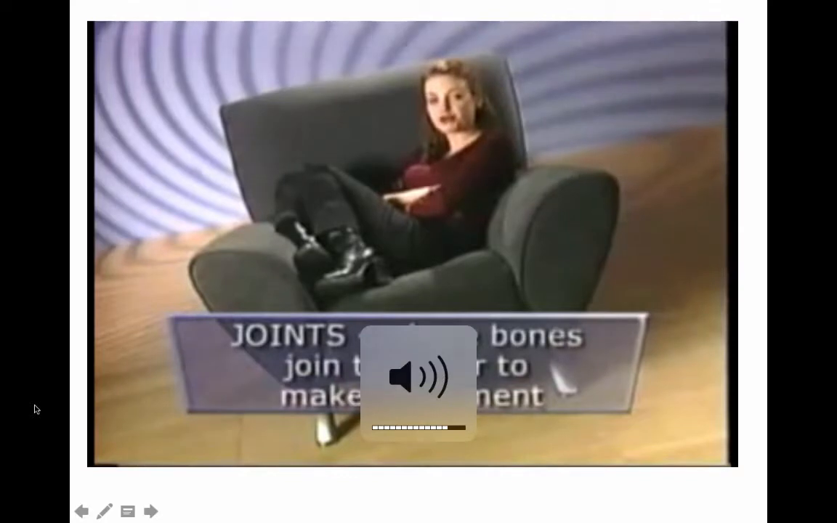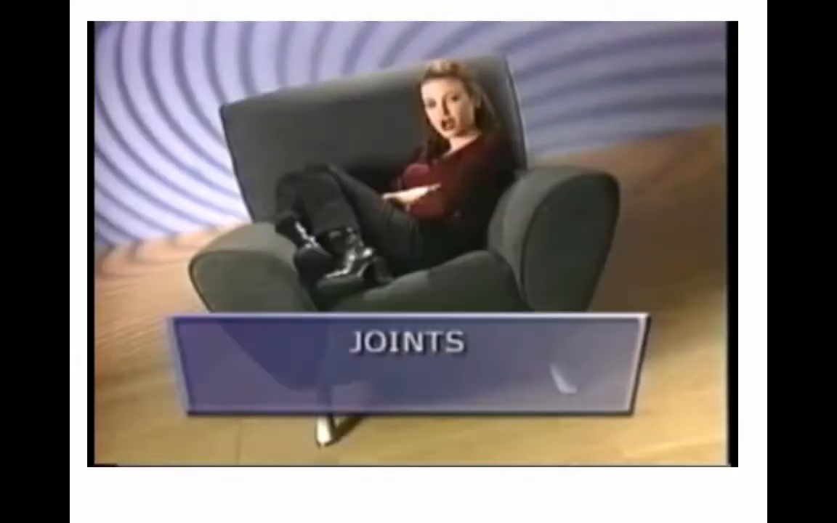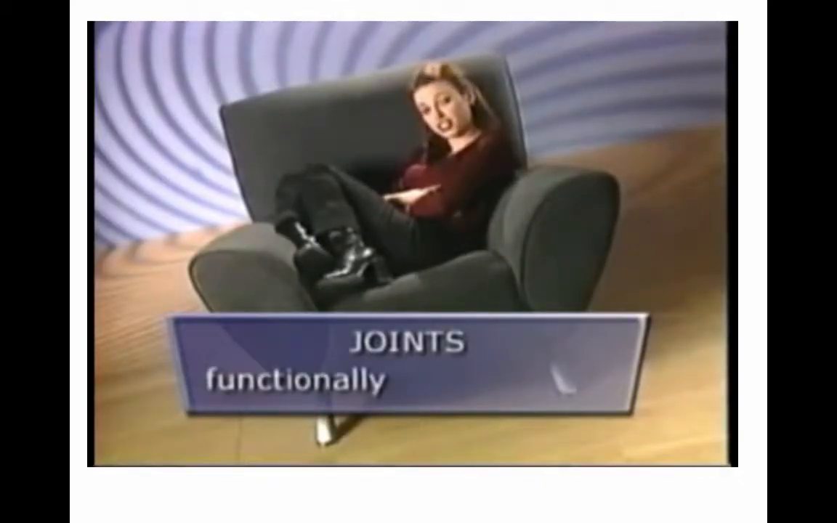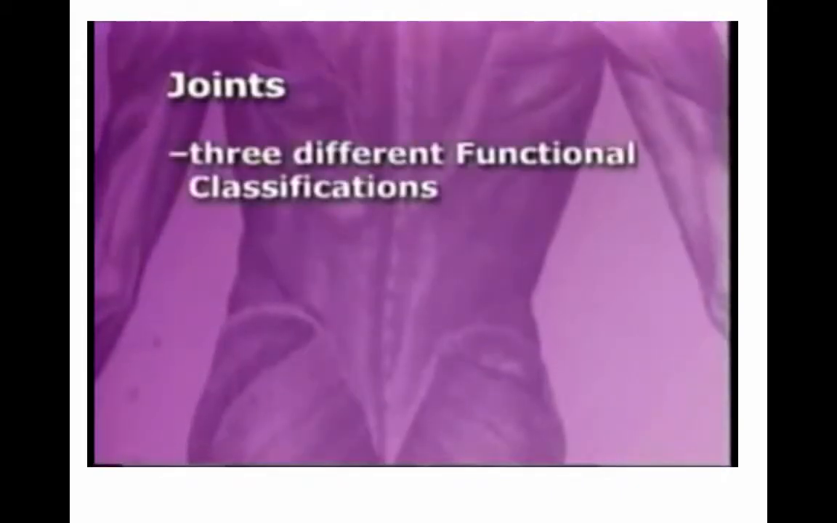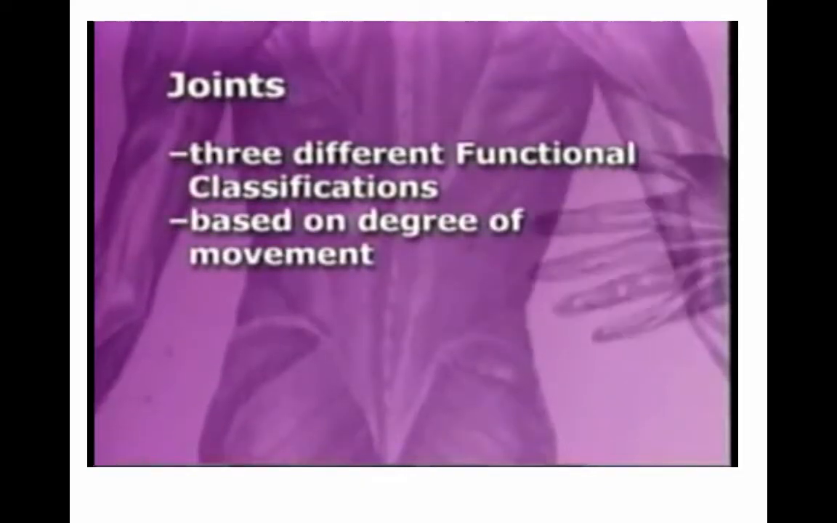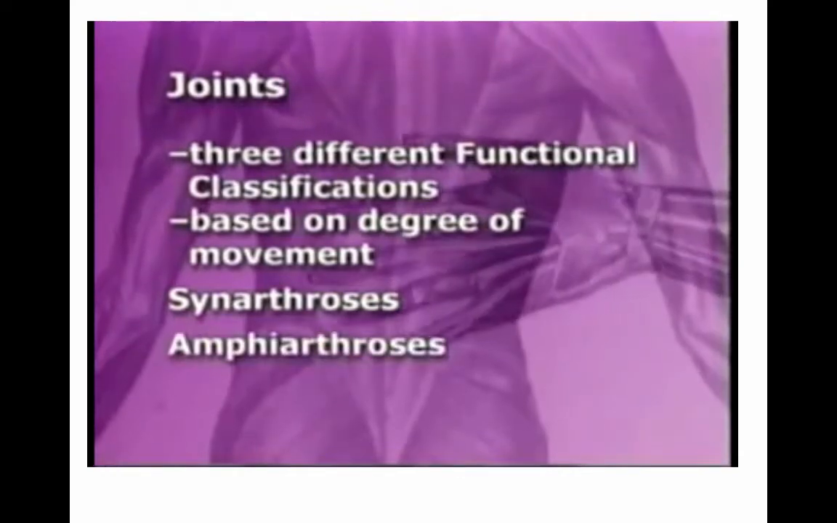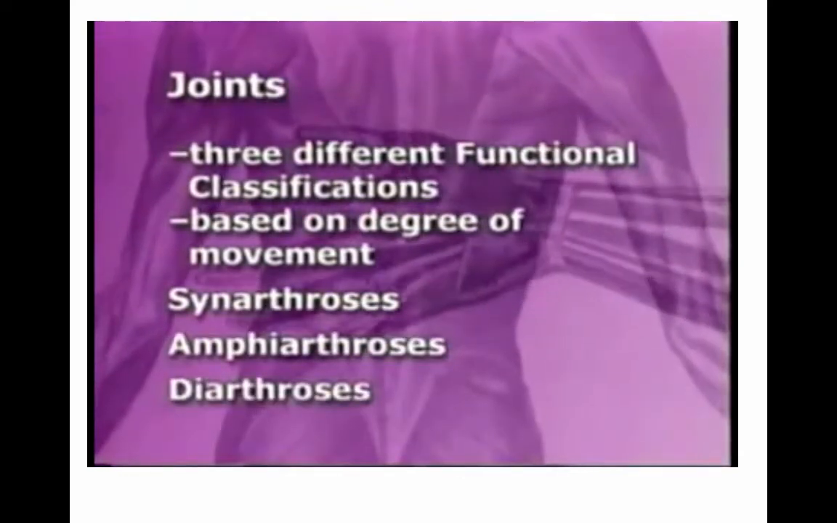Joints are sites where bones join together to make movement possible. Without joints, we'd be unable to run or do push-ups. Now, joints can be described and classified in two different ways. They can be described functionally, or they can be described structurally. Joints are divided into three different functional classifications based on the degree of movement they allow. These classifications are synarthroses, amphiarthroses, and diarthroses.